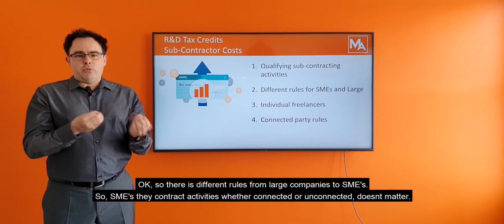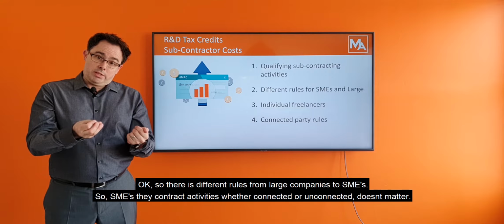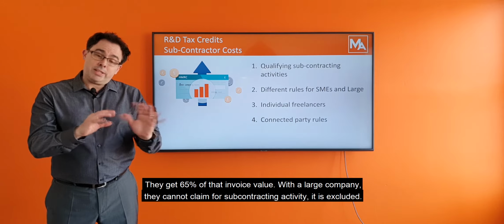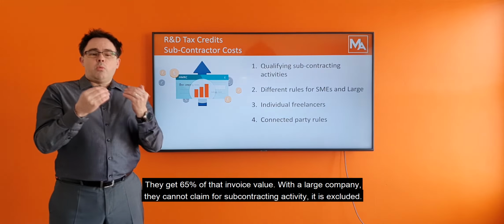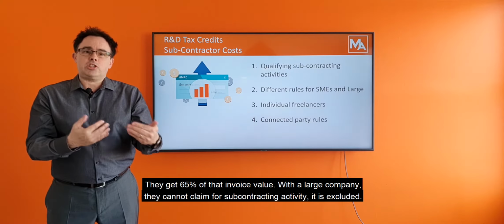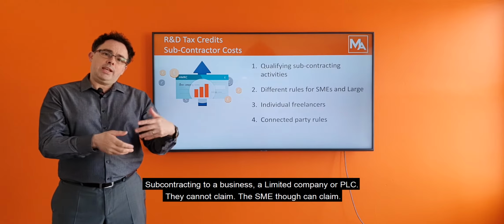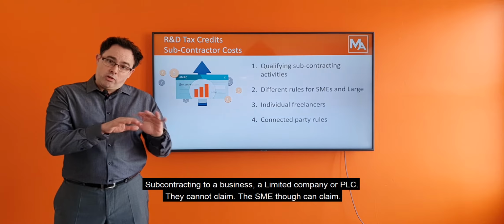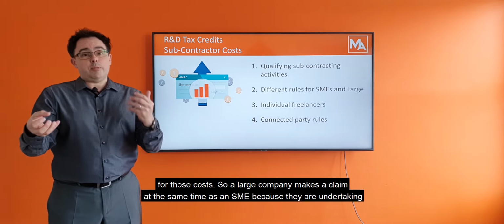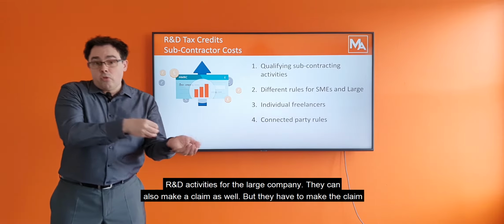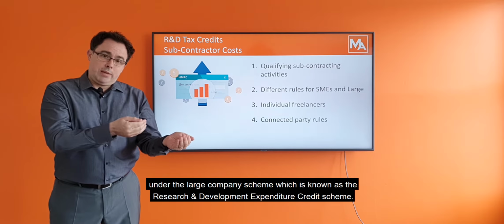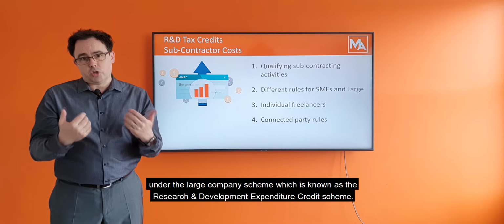Okay, so there are different rules for large companies and SMEs. So SMEs, fine, they contract activities, if connected or unconnected, doesn't matter, they get 65% of that invoice value. With a large company, they cannot claim for subcontracting activity. It is excluded. But subcontracting to a business, a limited company, a PLC, that cannot claim. The SME, though, can claim for those costs. So a large company makes a claim at the same time an SME, because they're undertaking R&D activities for the large company, they can also make a claim as well, but they have to make the claim under the large company scheme, which is known as Research and Development Expenditure Credit Scheme.